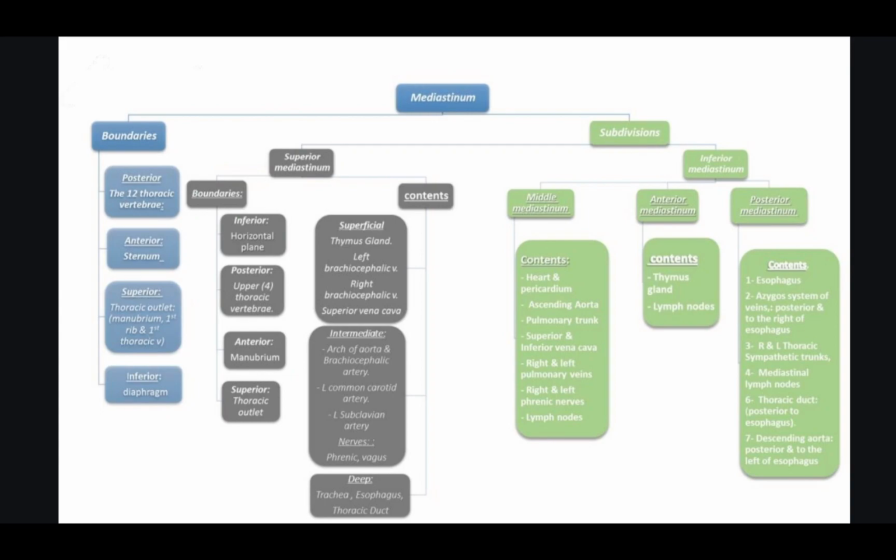T1 to T12, and its anterior border is sternum, like manubrium, sternal body and xiphoid process. Superiorly, its boundary is the thoracic outlet, and inferiorly its diaphragm. And let's go to the subdivisions.